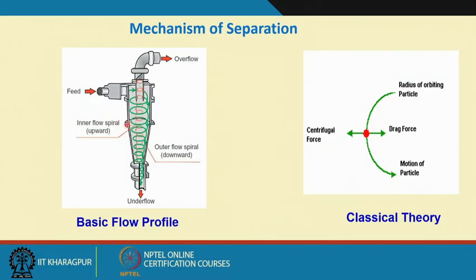So, let me repeat it. The relatively coarser particles, because their radial settling velocity is much higher than the finer particles, will hit the wall, lose their radial momentum, and they will go out through the underflow discharge. Because underflow is open to the atmosphere and there is a pressure drop created between this zone and this zone, the air is sucked, and this air will have an opposite spiral, spiraling in the opposite direction, we call it air core. So, that is the inner flow spiral, this will try to go out through the overflow.